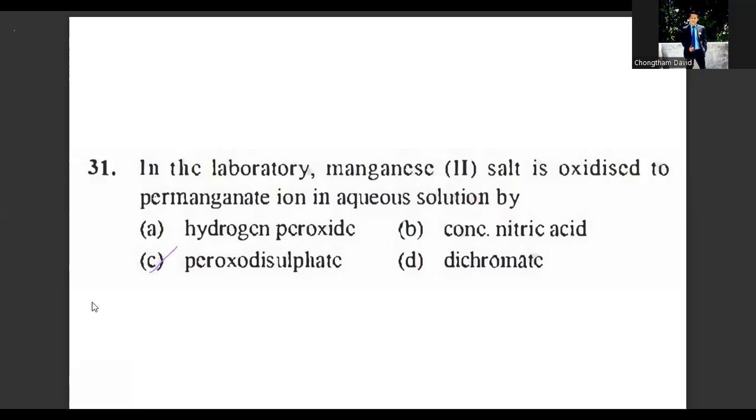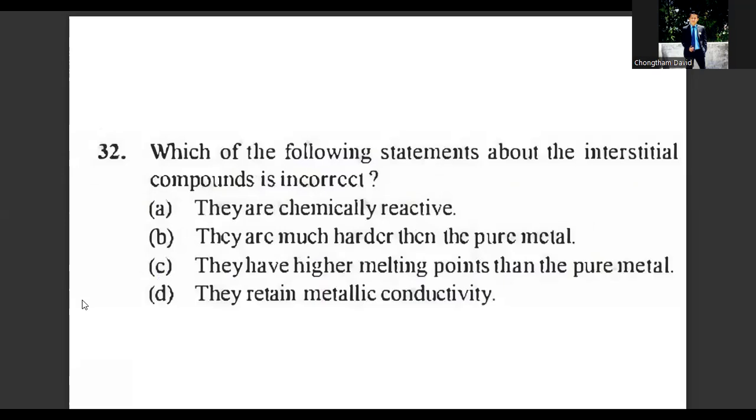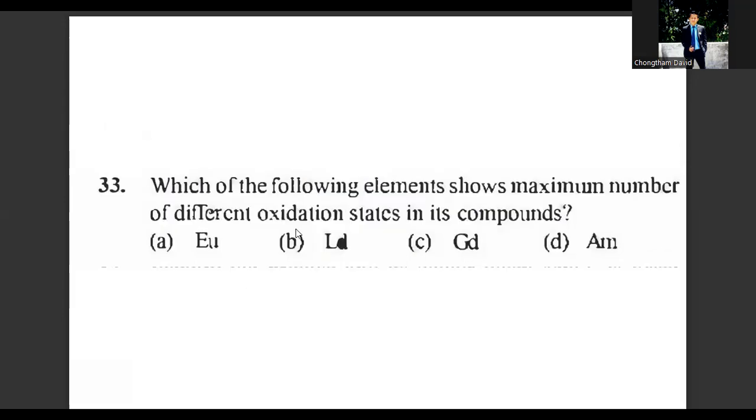Okay, question number 32. Which of the following statements about the interstitial compounds is incorrect? Interstitial compounds are formed when small atoms like hydrogen, boron, and carbon enter into the void sites between the packed atoms of crystalline metal, and they retain metallic conductivity and are chemically inert. So 32 would be A. They're chemically inert is the answer to question number 32.